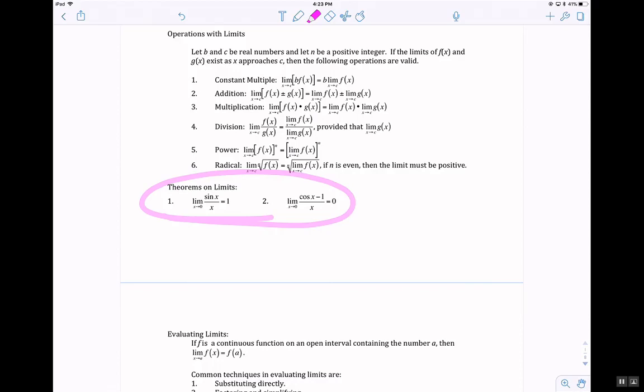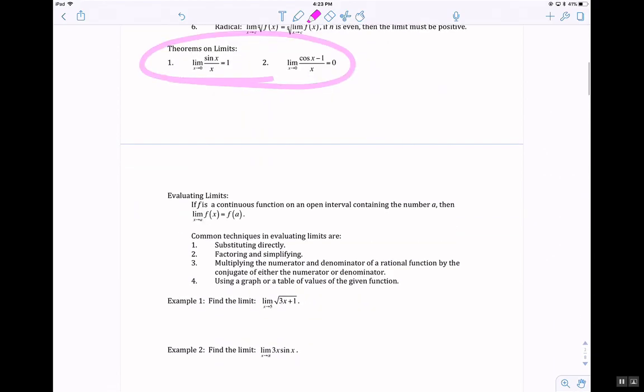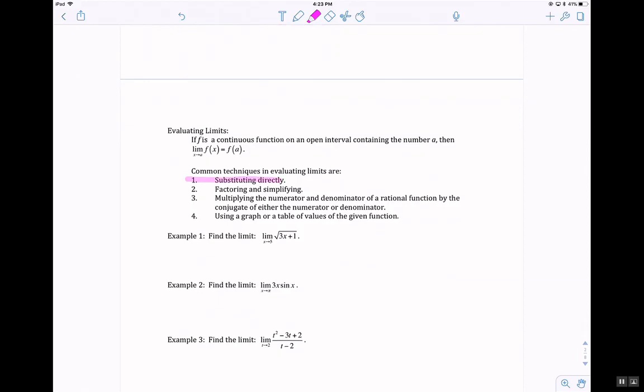Some common techniques for evaluating limits are substitution directly, factoring and simplifying, multiplying by the conjugate, or using a graph or table.